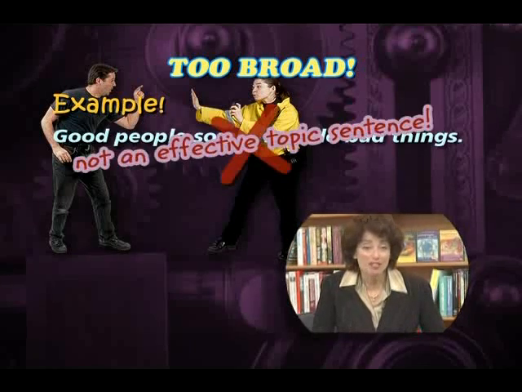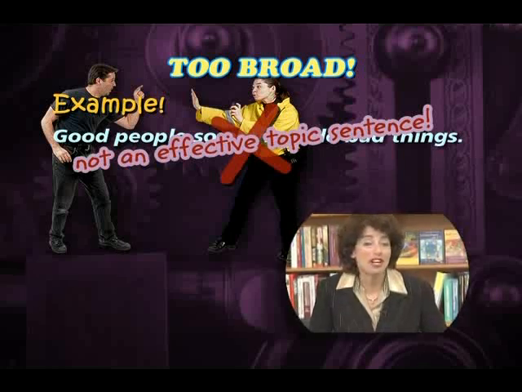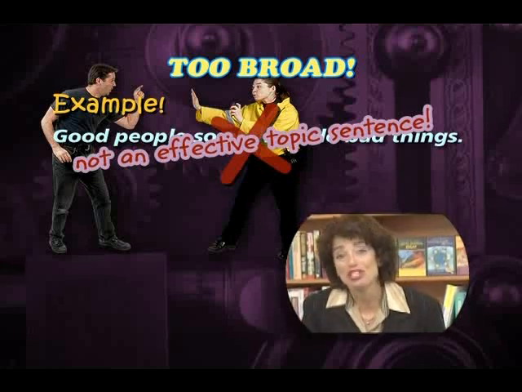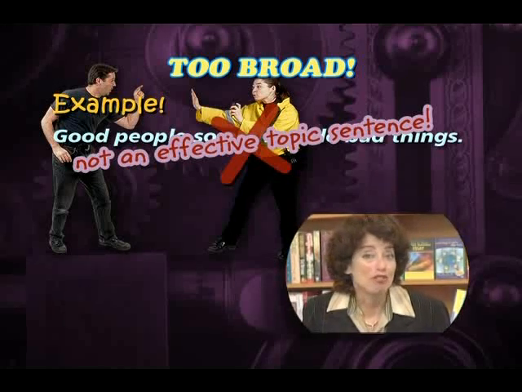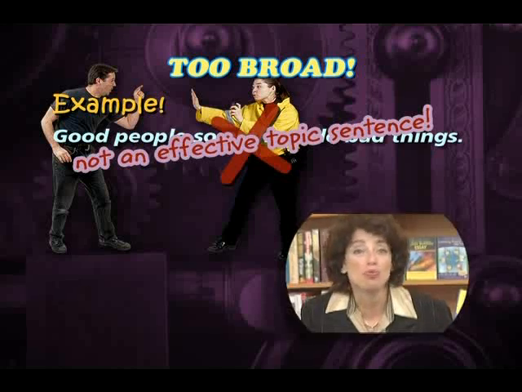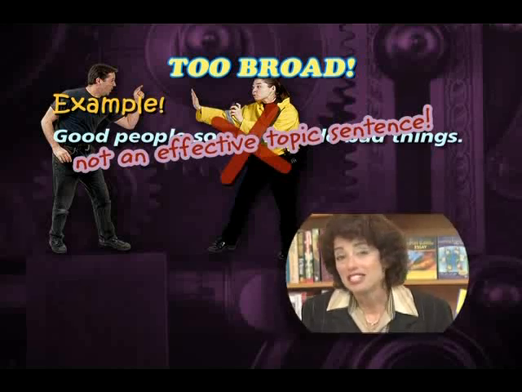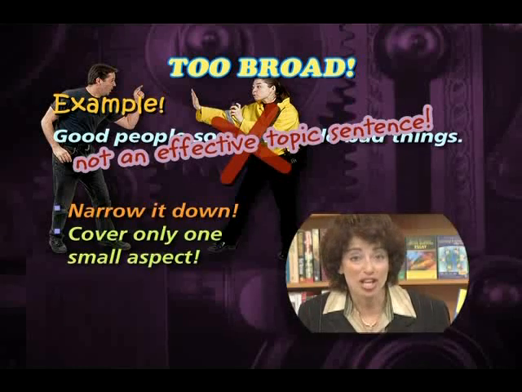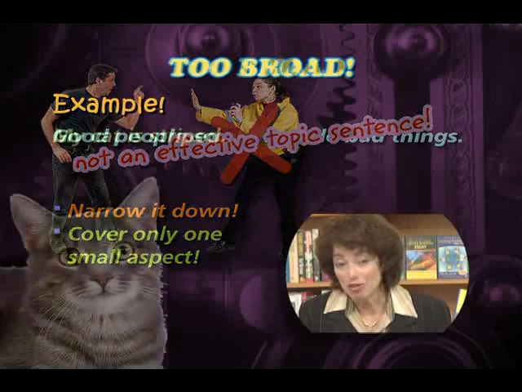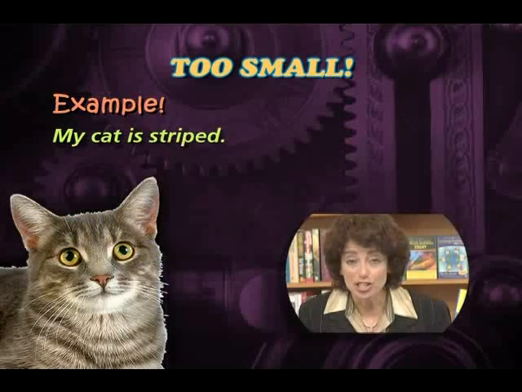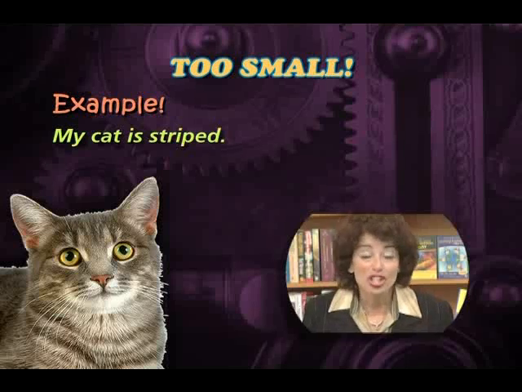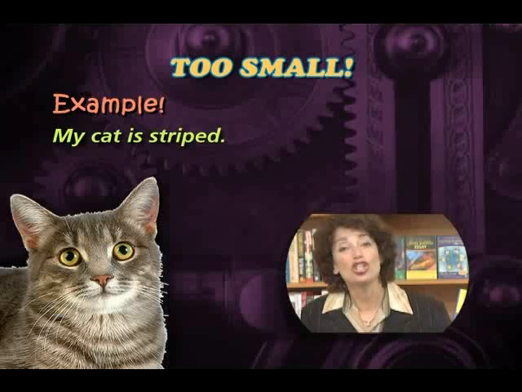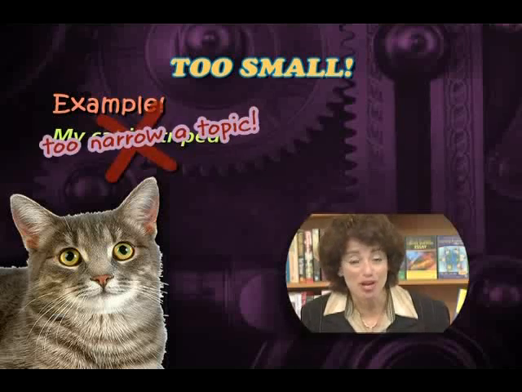Well, that wouldn't be an effective topic sentence for a paragraph because you could develop that into an entire essay, maybe an entire book, maybe even a series of books, because you could discuss different people, the bad things they do, the reasons why they do bad things. Instead of that one, you would want to narrow it down and cover only one small aspect. Now here's an example of one that's too small. My cat is striped. Where can you go with that? Maybe you could put in one sentence or two sentences, but it's just too narrow a topic for your paragraph.